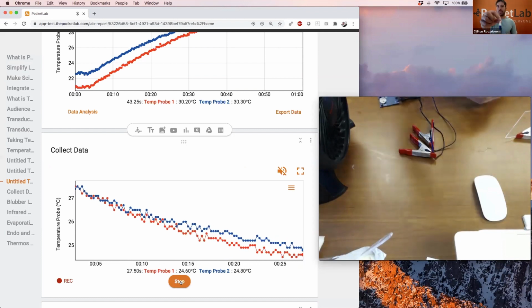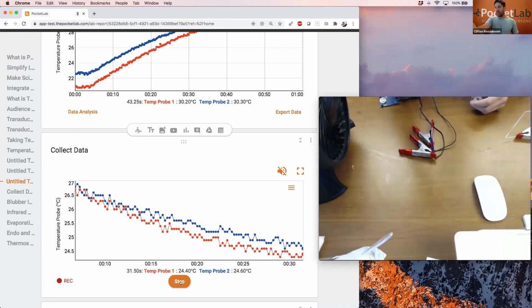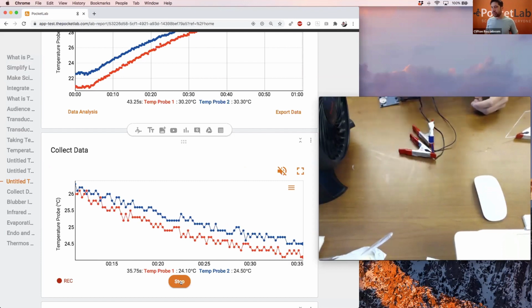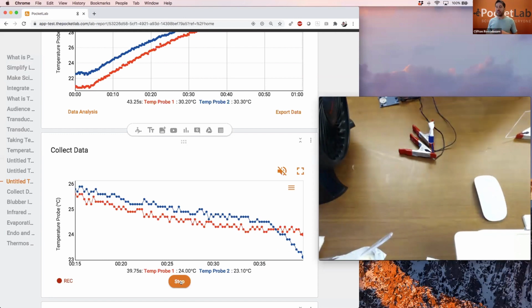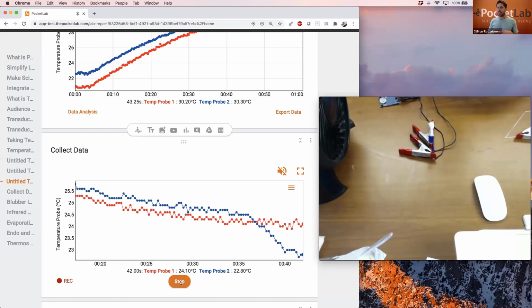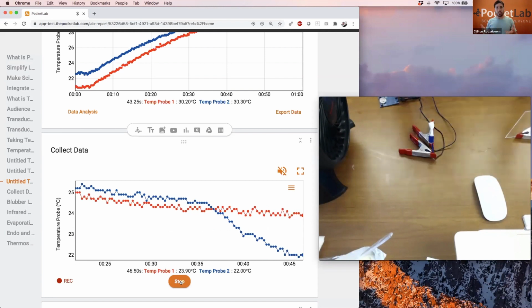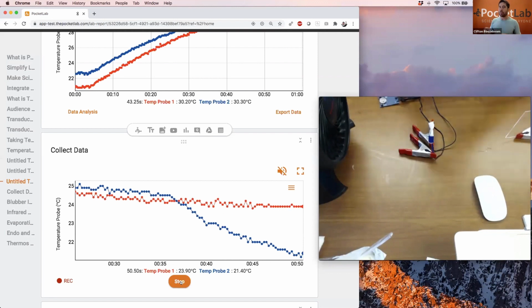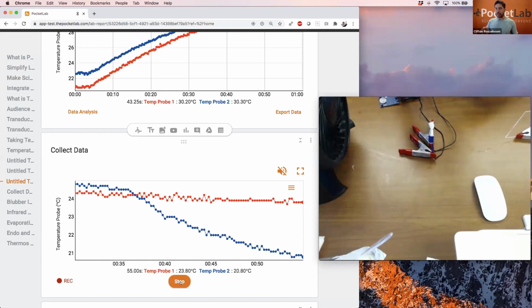So here we have a little paper towel that is dipped in water, and we'll put this over one of the probes, and then you will start to see that probe cool off much, much faster. This is because of that evaporative cooling, which absorbs heat energy, which is transferred from the probe into the jacket of water around the probe.